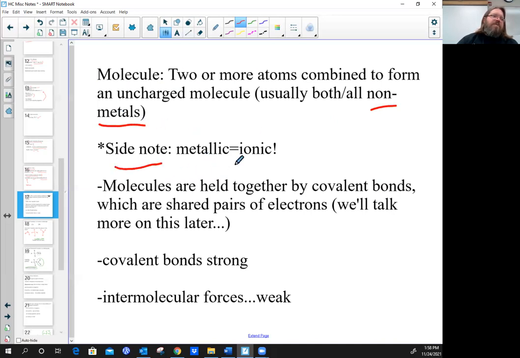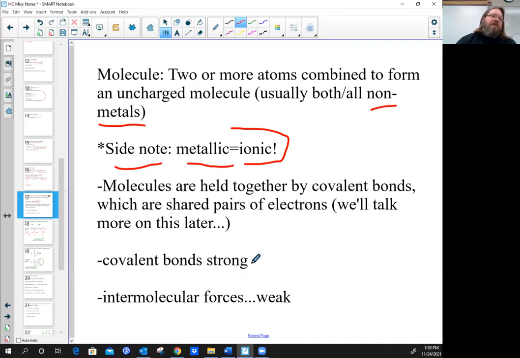A side note, if the compound or the formula involves a metallic element, that points you to it being an ionic compound. I'll have some more things to say about this later, right? Molecules are held together by covalent bonds, which means they're shared pairs of electrons. Covalent bonds are shared pairs of electrons. It's another way to accomplish an electron configuration of a noble gas. And we'll end up exploring more on this later as we get into second semester.